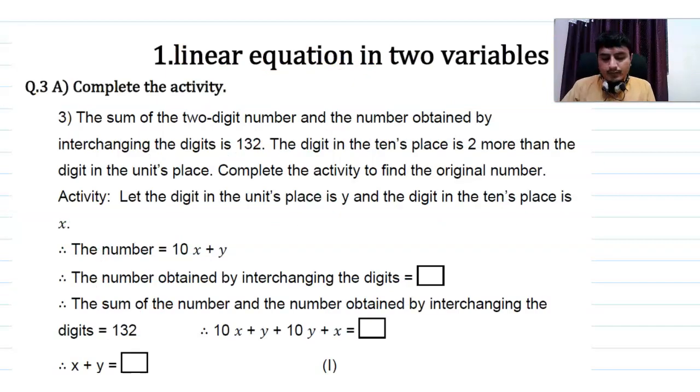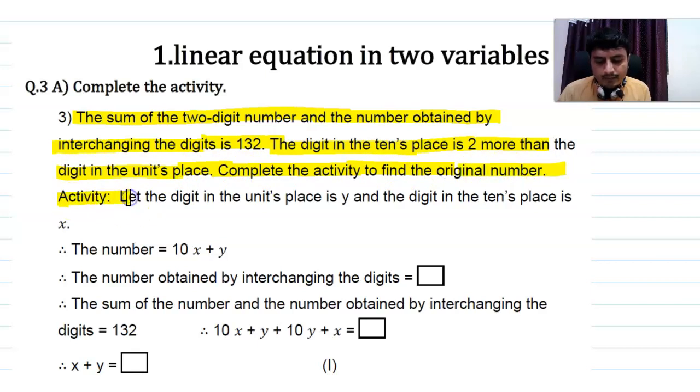Look at activity number 3. The sum of the two-digit number and the number obtained by interchanging the digits is 132. The digit in the tens place is 2 more than the digit in the unit place. Complete the activity to find the original number. We have been given the activity. Let the digit in the unit place be y and the digit in the tens place be x. That means the given two-digit number is xy, with y at the unit place and x at the tens place.